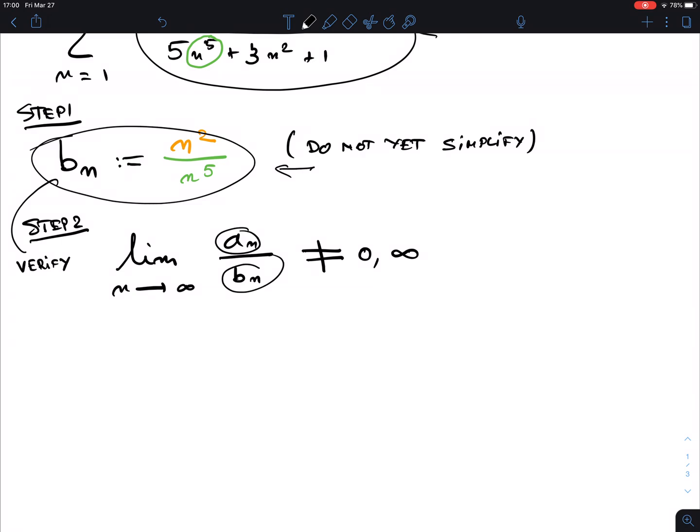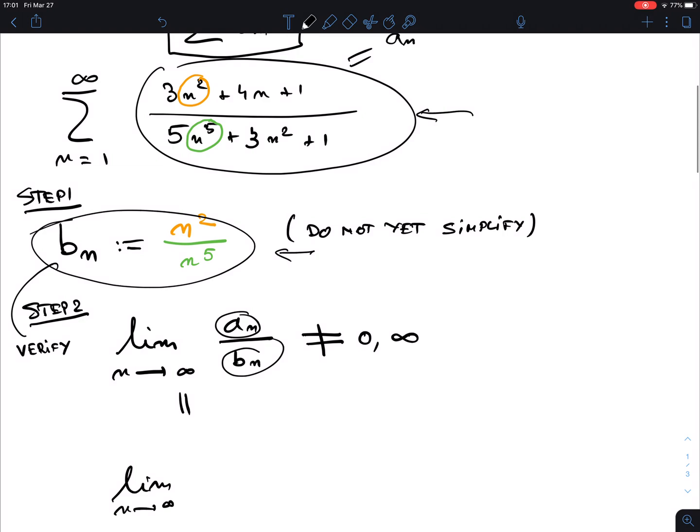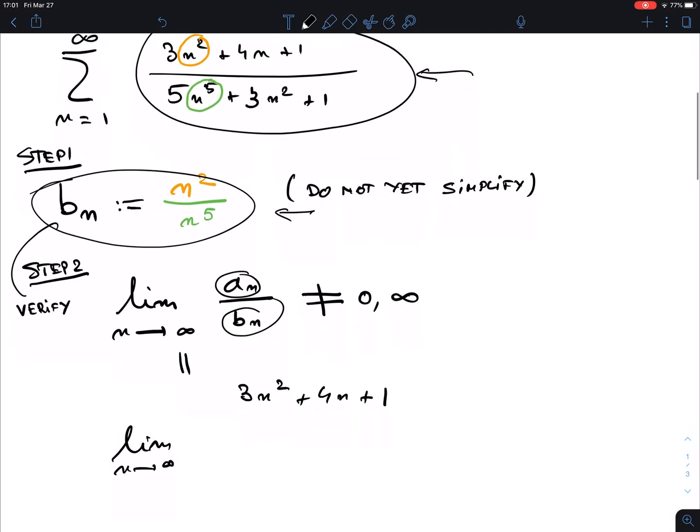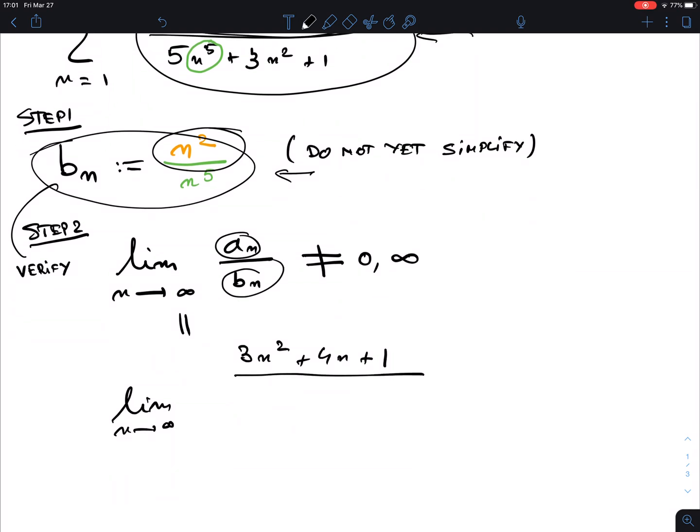Okay, so what I'm going to do is, I'll write it up here. I'll give myself a little bit of space because you see exactly what I'm doing. Okay, we start with an. The top of an is 3n squared plus 4n plus 1. And so that's my numerator of an. This is the numerator of bn, so I'm going to divide by that numerator. That's going to be on top.